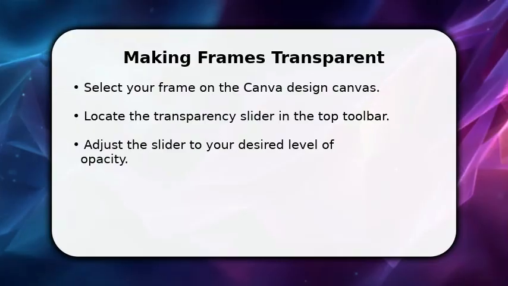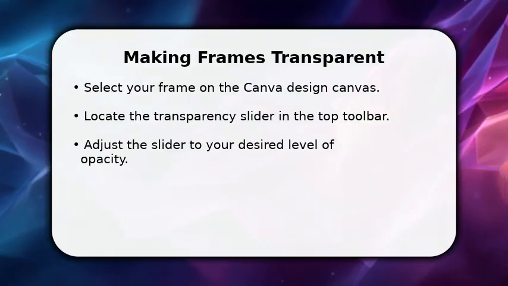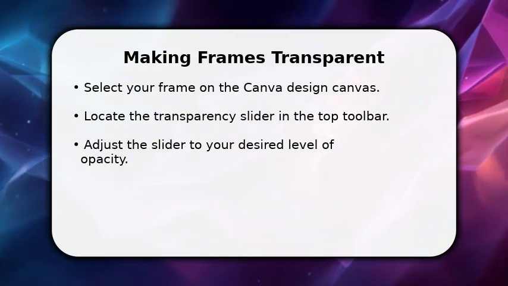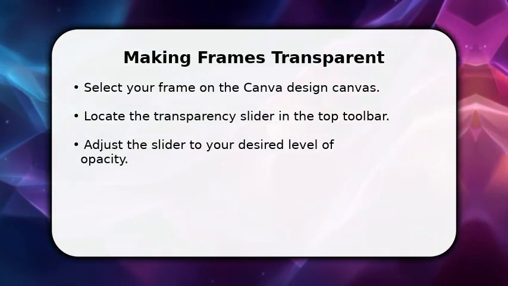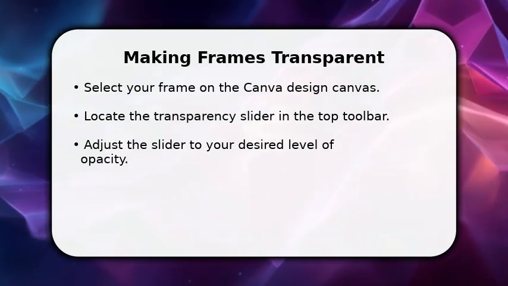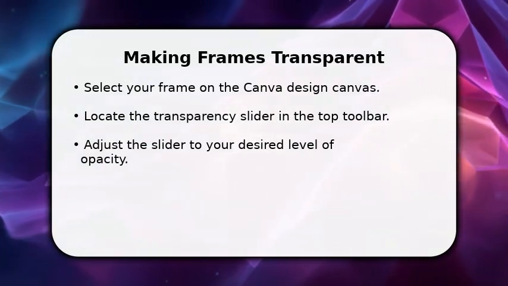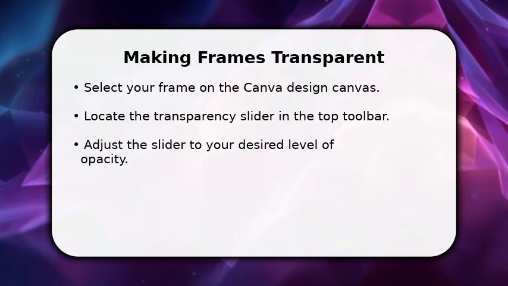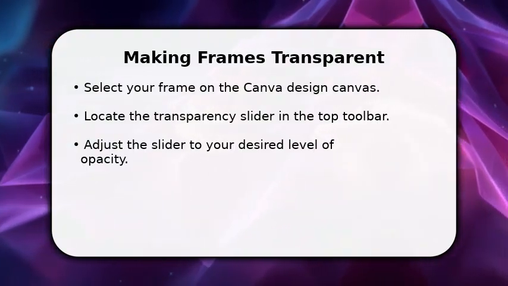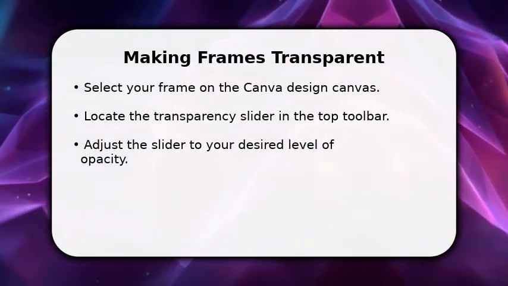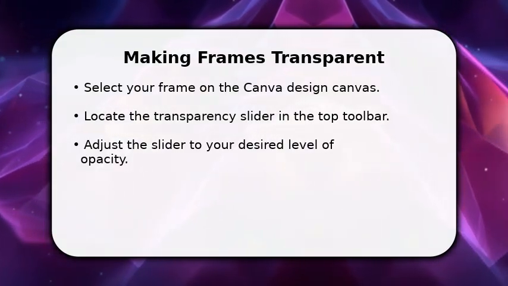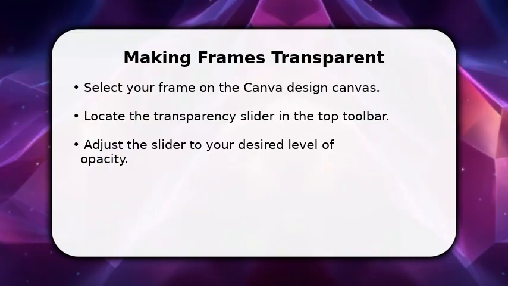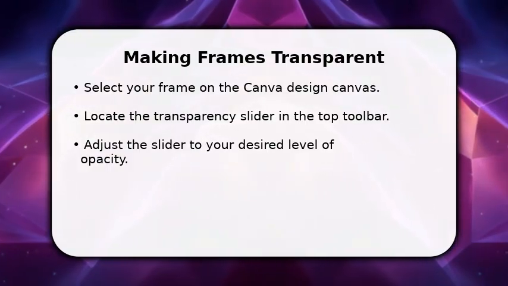Enjoy the video. In this video, I will show you how to make frames transparent in Canva. First, select the frame you wish to adjust on your design canvas. Look for the transparency icon, which often looks like a checkerboard, in the top toolbar. Click it, and a slider will appear. Drag this slider left or right to decrease or increase the frame's opacity from 0% to 100%, achieving your desired transparent effect quickly and easily.